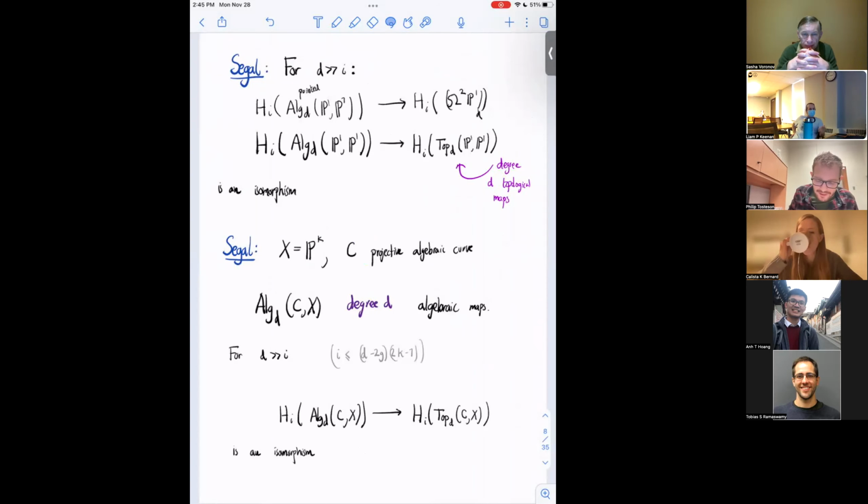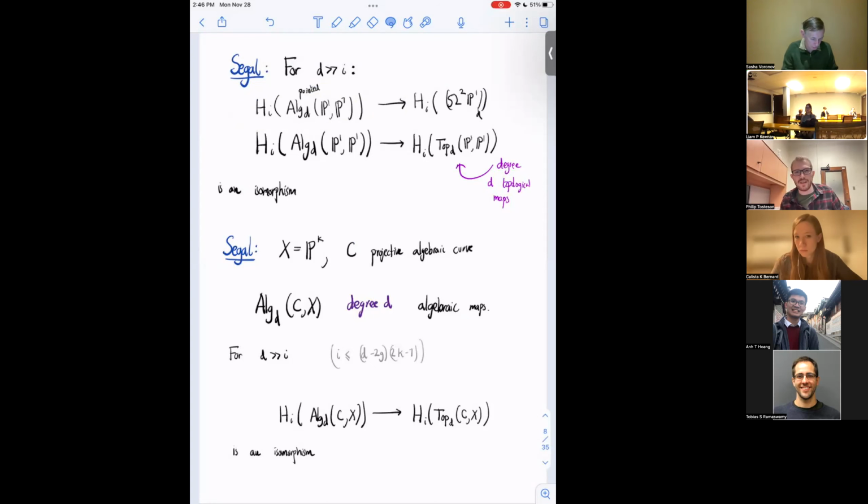So basically, the summary is that by relating algebraic maps from P1 to P1 to configuration spaces, Siegel showed that as long as D is sufficiently much larger than I, the homology of this pointed algebraic mapping space is the same as the homology of this double loop space of P1, or the double loop space of the sphere equivalent. And with a little bit more work, instead of just doing the pointed version, you can do the unpointed version, where you relate algebraic maps with topological maps.